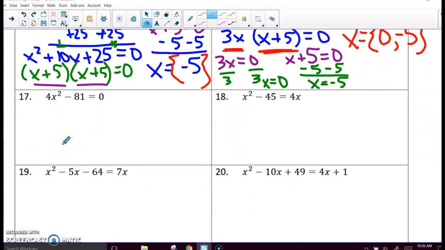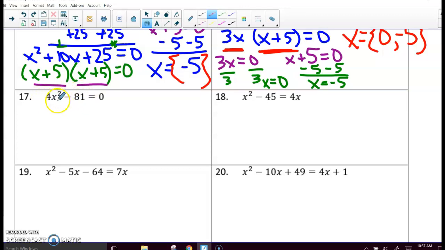Let's look at number 17. 4x squared minus 81 equals 0. I do not have a greatest common factor. I have two terms. So when we have two terms, there was a factoring method that we used to factor it. That was called the difference of squares. This is a difference problem because it is subtraction. And these are both perfect squares.